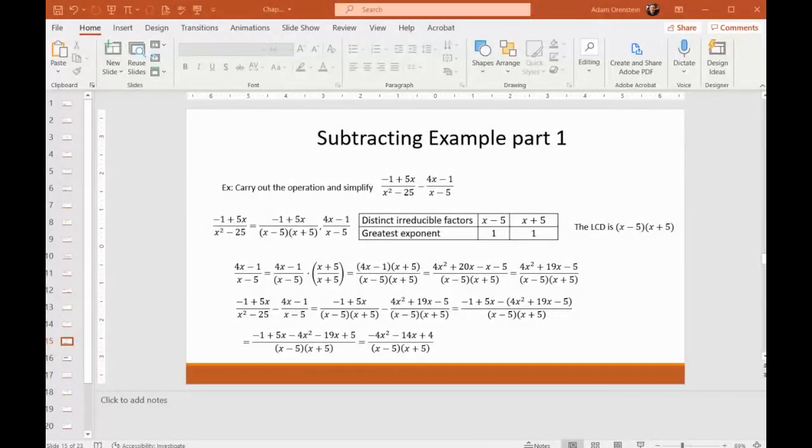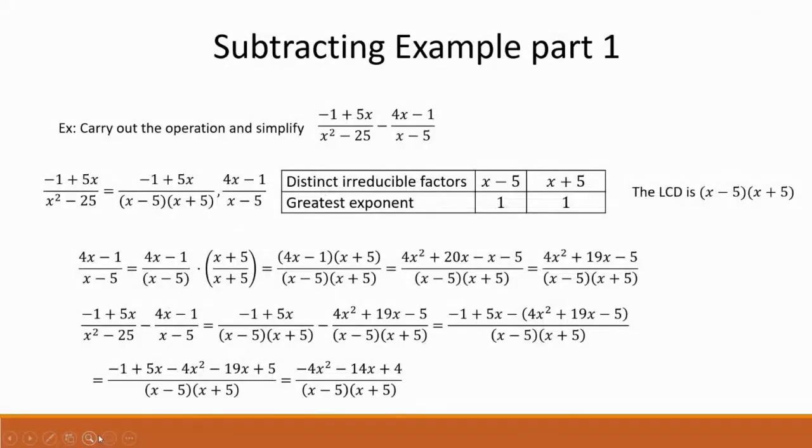There we go. Okay, so that's the only exponent. Now we want to get each denominator equal to the LCD. One of them already is, the first one, right? This is already the LCD over here.